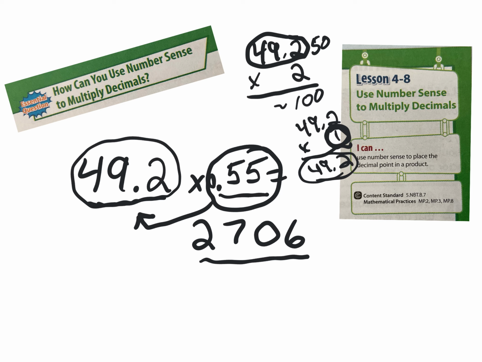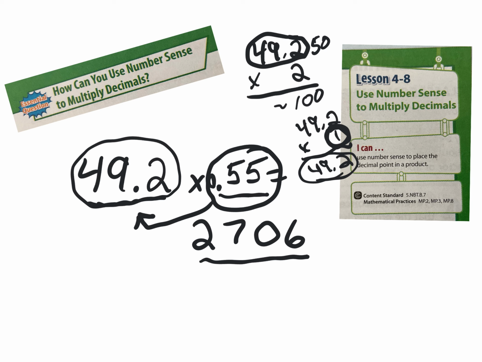So let's think about this. Could I put my decimal here behind the 6? No, because 2,000 is a lot bigger than 49.2. So we got to get rid of that guy. Could I put my decimal here between the 0 and the 6? Is 270 less than 49? Nope. So we got to get rid of that guy.